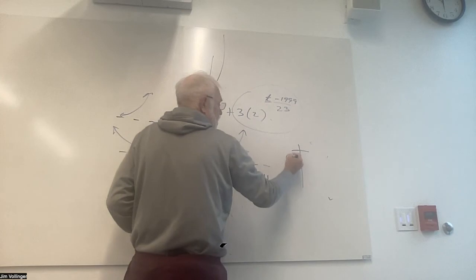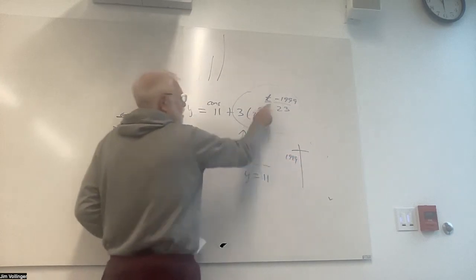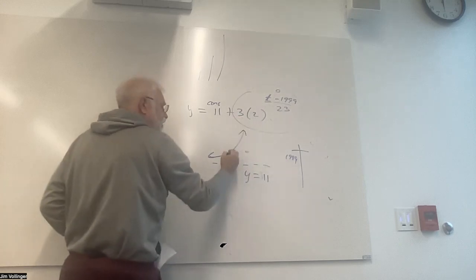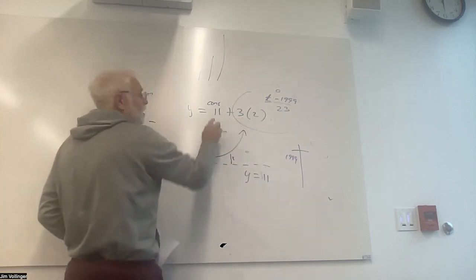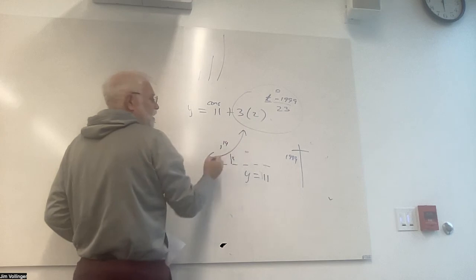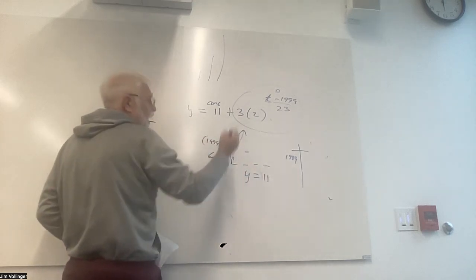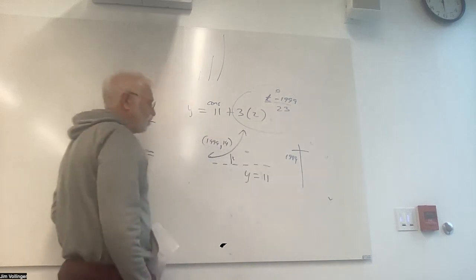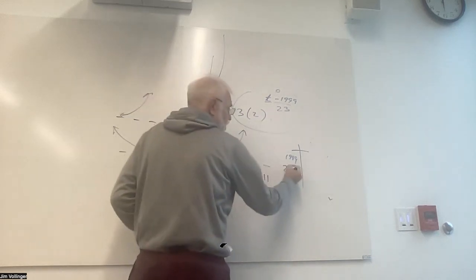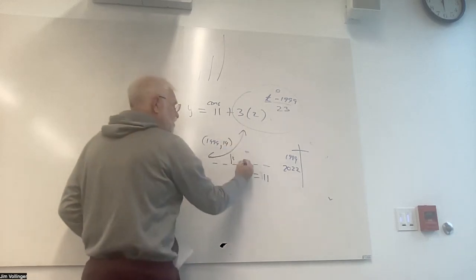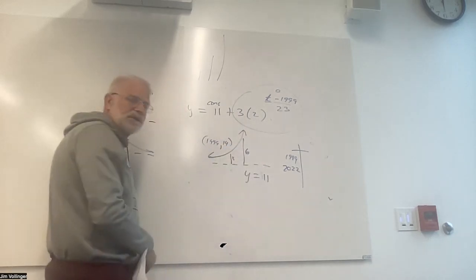Well, 1999. Let's plug it in. That becomes 0. Anything to the 0 is 1. I get a jump to 3. 3 plus 11 is 14. And that happened in the year 1999. Okay, 23 years later, 2022 right now, that 3 is getting doubled and it's going to be 6 units of change.